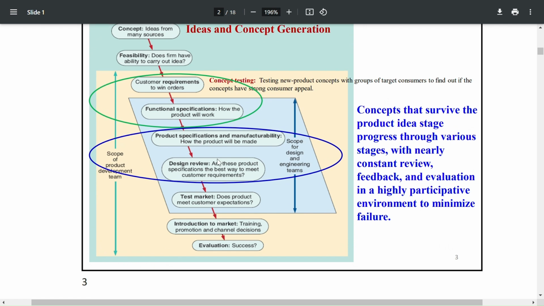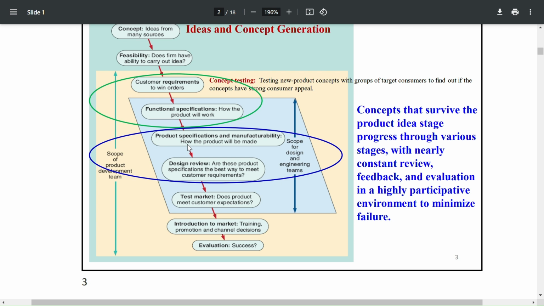And after we decide what the requirements are, we're going to then go to functional specifications and how the product will work. This is going to be detailed and will discuss the specifications of the product, how it will work, what features it will have, what the customers want. Based on what the customer wants, we can develop some specifications and features.